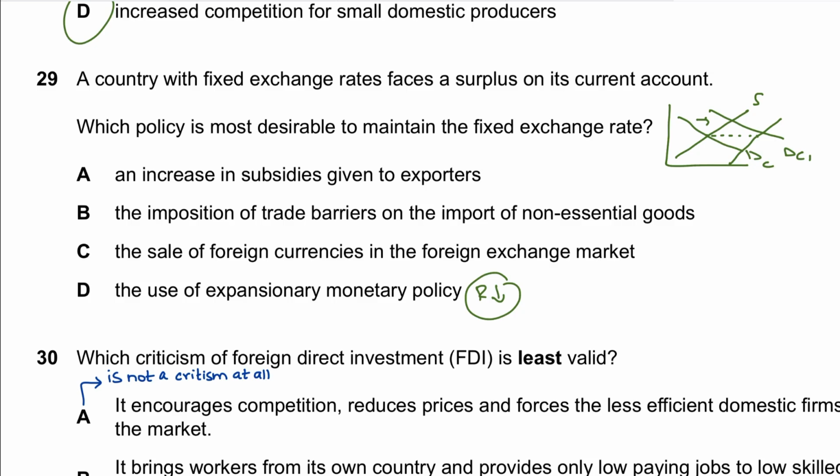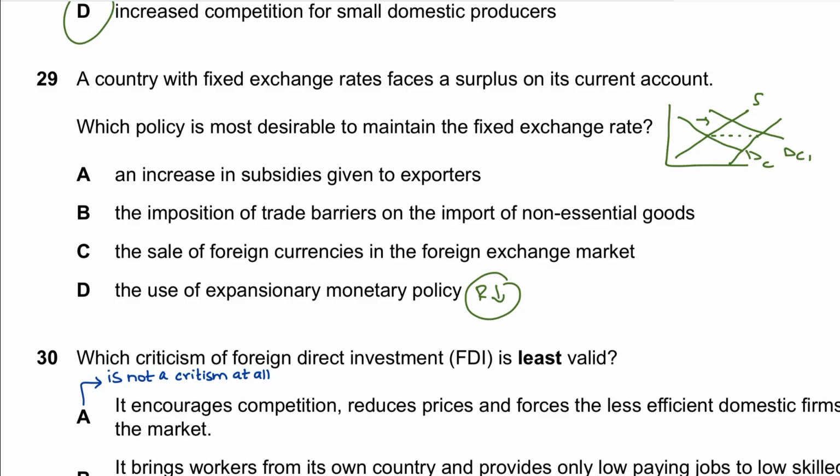A is incorrect. Increasing subsidies given to exporters is incorrect, because if you increase subsidy given to exporters, this would encourage even more exports and make the current account surplus larger, which will increase the upward pressure on the currency. We want to reduce the exchange rate. We want to bring the value of the currency down. Okay. Impose import barriers. This would again reduce the imports and further increase the current account surplus. Again, it would cause appreciating pressure on the currency.